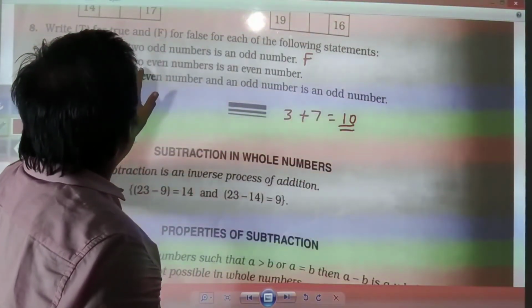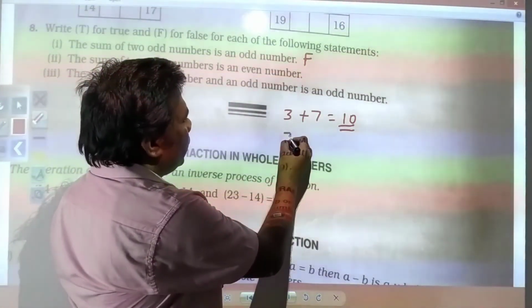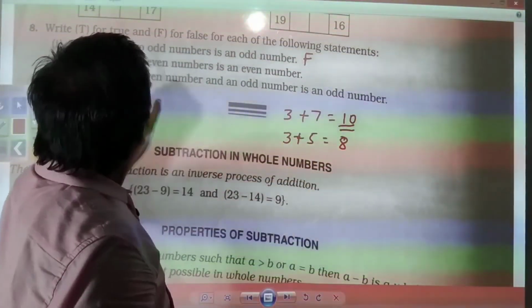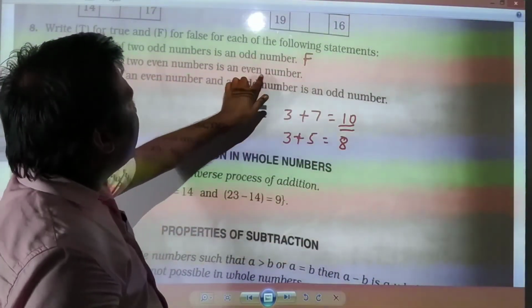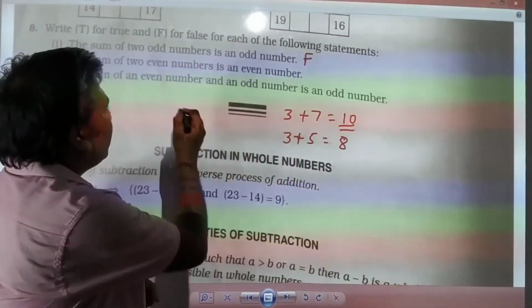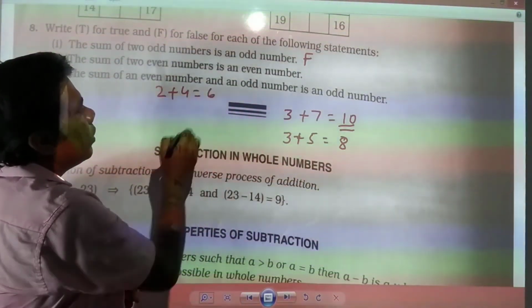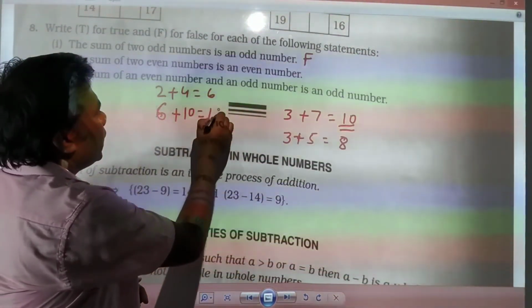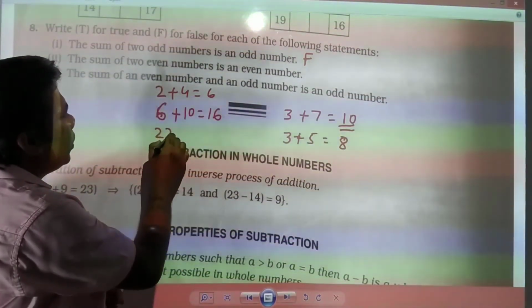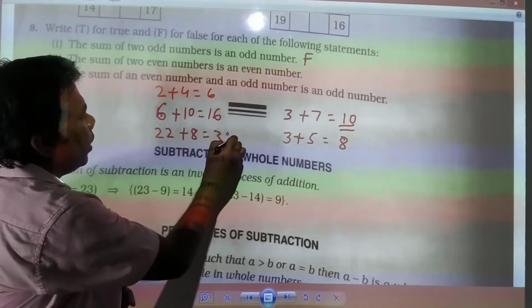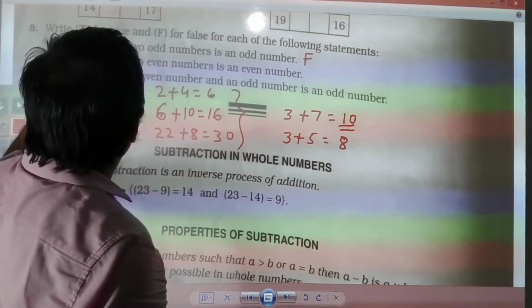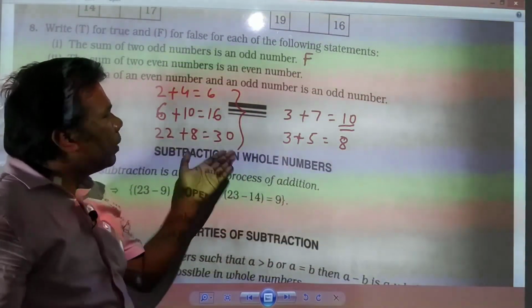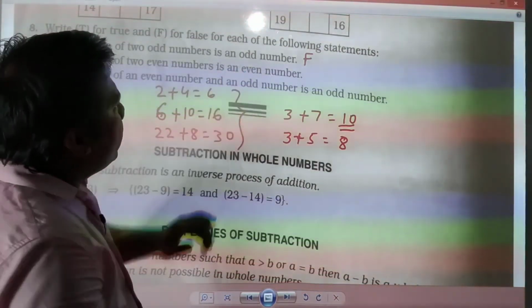Other examples can also be taken. Suppose 3 plus 5, what will you get? 8. The sum of two even numbers is an even number. You see, any example you take, 2 plus 4, you will get 6. 6 plus 10, you have got 16. Any other numbers you take, 22 plus 8, what have you got? 30. So the sum of any two even numbers you take, some other numbers also you try by yourself and see what the sum is. Always it will come as an even number.